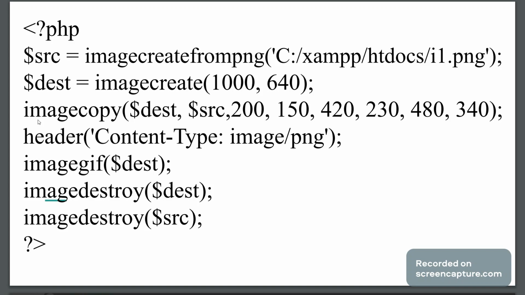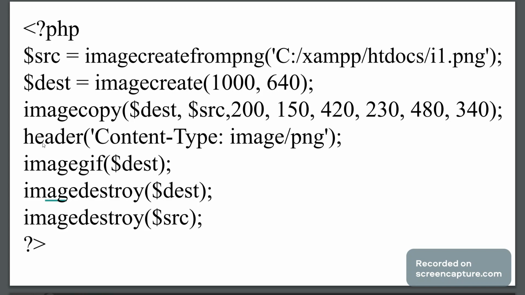We will write the imagecopy function. In the destination variable $dest, I want the copy from this $src variable. The destination x and destination y are given, where we will start pasting, and the source x and source y are given, from where we will start copying. The width and height of the source image are given, that will be taken and pasted on the destination as it is.